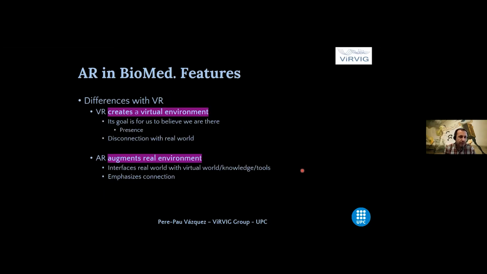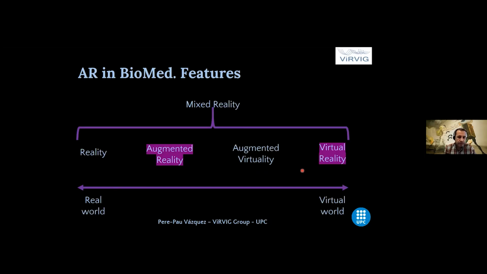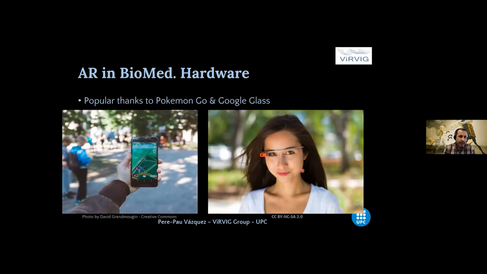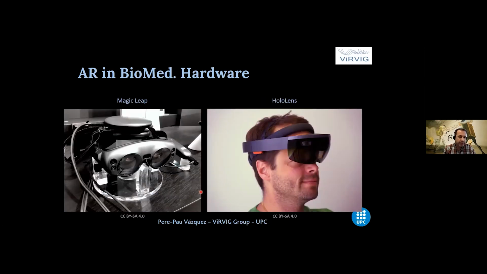So the difference with virtual reality is that virtual reality creates a virtual environment, while augmented reality augments the real environment. We still want to see the real environment and augment it with virtual information. So there's this continuum that people describe, with mixed reality. And again, this was popularized quite a lot with Pokemon Go, okay? And also Google Glass. But the devices we use nowadays are the Magic Leap or HoloLens.